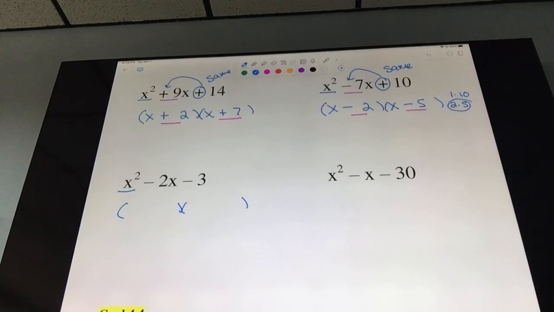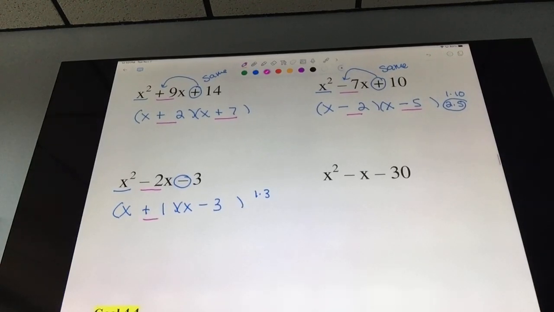All right, x squared, x times x. Minus at the end means one of each, and I just have one choice here. I just have to make sure I place them correctly. 1 times 3, and I want to get a -2 in the middle. So if I want to get that -2, then the bigger one goes with the negative. 3 on the minus, 1 on the plus.